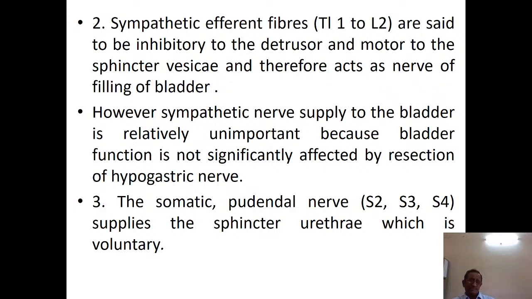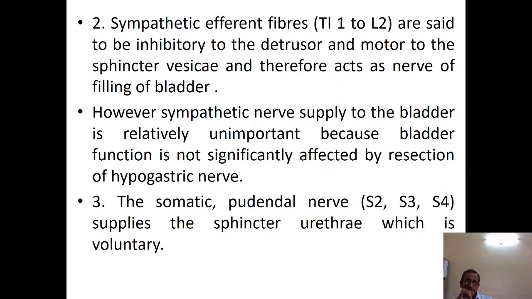Now, sympathetic efferent fibers from T11 to L2 are said to be inhibitory to the detrusor and motor to the sphincter vesicae, and therefore act as the nerve of filling of the bladder. Motor means stimulating, so the sphincter vesicae is contracting while the detrusor muscle is relaxing. This sympathetic effect allows the bladder to fill. However, the sympathetic nerve supply is relatively unimportant, because bladder function is not significantly affected by resection of the hypogastric nerve.